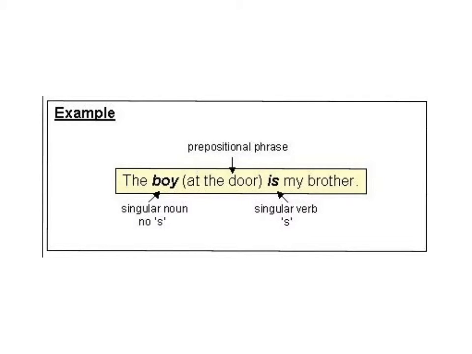Here's an example where the sentence is labeled for you. The boy at the door is my brother. Well, at is our preposition because it's showing where the boy is in relation to the door. When you're looking at your prepositional phrase, you're going to start with at, and you're going to end at the very first noun or pronoun you get to, door. The prepositional phrase is at the door.